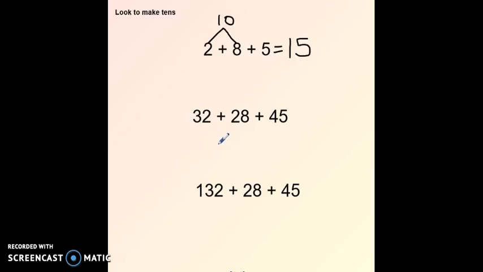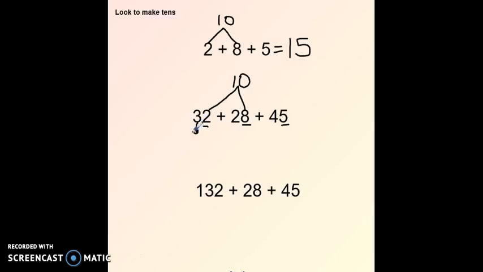But remember, we're going to look at all the ones to see if we can make another 10. So, again, I have a 2 and an 8. So I'm going to put the 2 and the 8 together to get 10. Now I'm going to add up all my 10s.